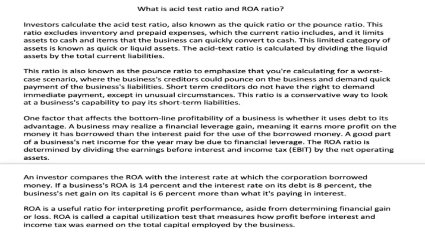What is acid test ratio and ROA ratio? Investors calculate the acid test ratio, also known as the quick ratio or the pounce ratio. This ratio excludes inventory and prepaid expenses, which the current ratio includes, and it limits assets to cash and items that the business can quickly convert to cash. This limited category of assets is known as quick or liquid assets. The acid test ratio is calculated by dividing the liquid assets by the total current liabilities.